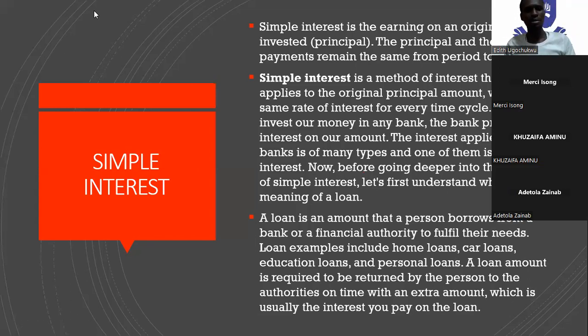It means that if I invest 5,000 naira based on simple interest, my interest will be calculated on the whole 5,000 naira. Take note. Now, I want to invest 5,000 naira for 5 years at an interest rate of 10%. If you look at it, that's going to give me 2,500.